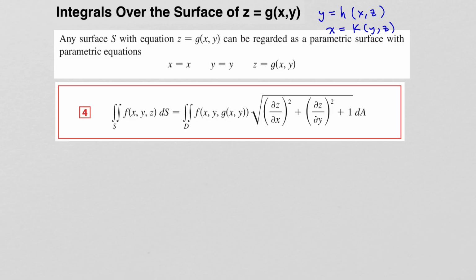So in other words, if y was a function h of x and z, then you would simply replace y here with that function, and then z would just be z. And then in here, you would have the partial derivative of y with respect to x, the partial derivative of y with respect to z, and then plus the 1 there, okay? All right, so let's go ahead and consider an example.